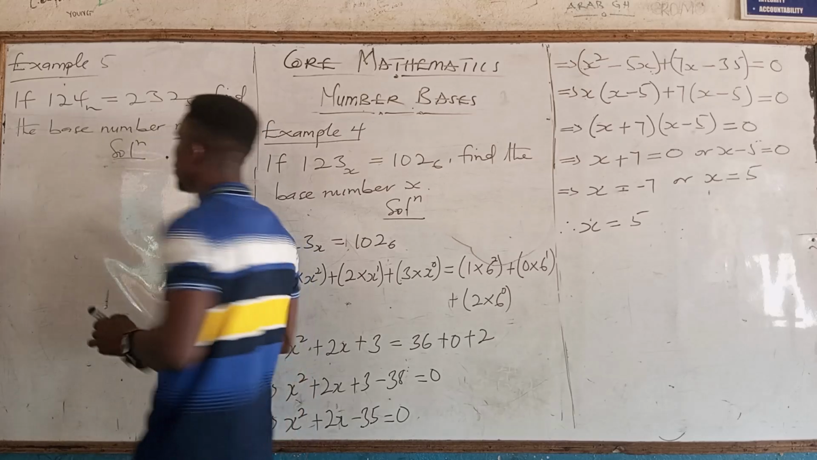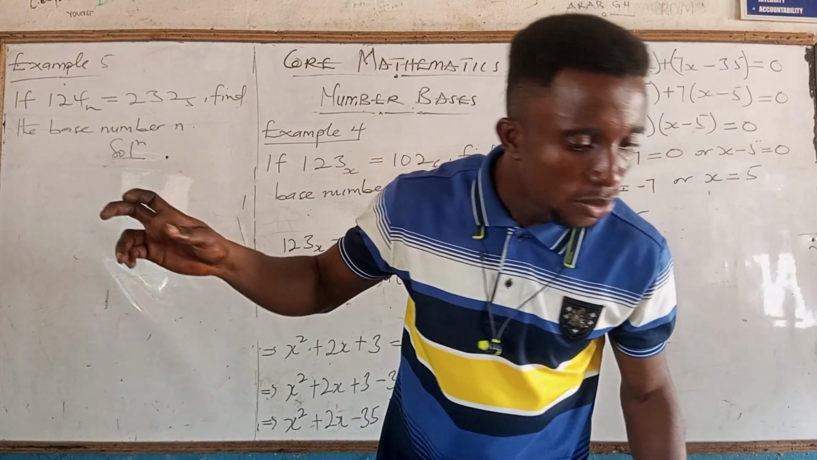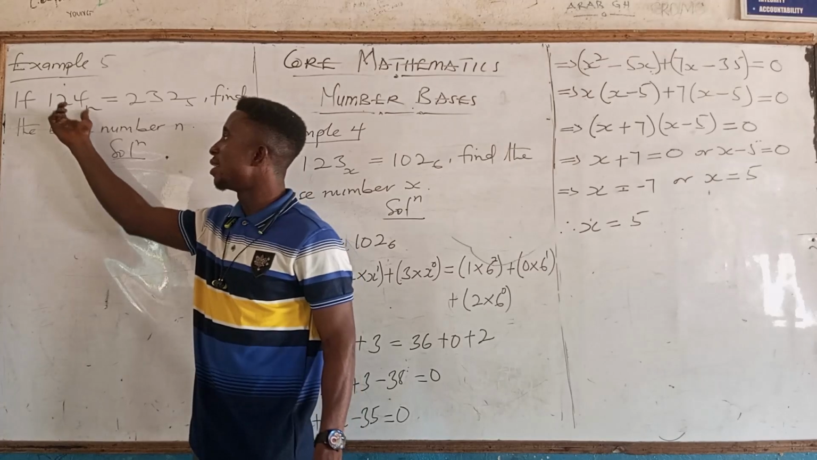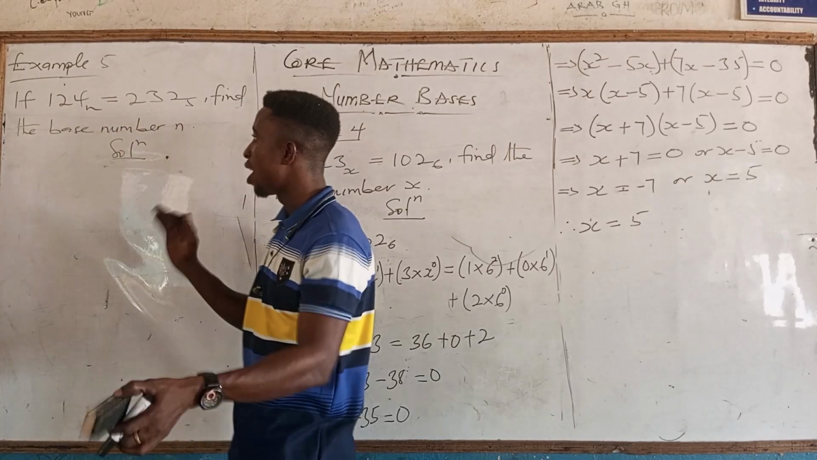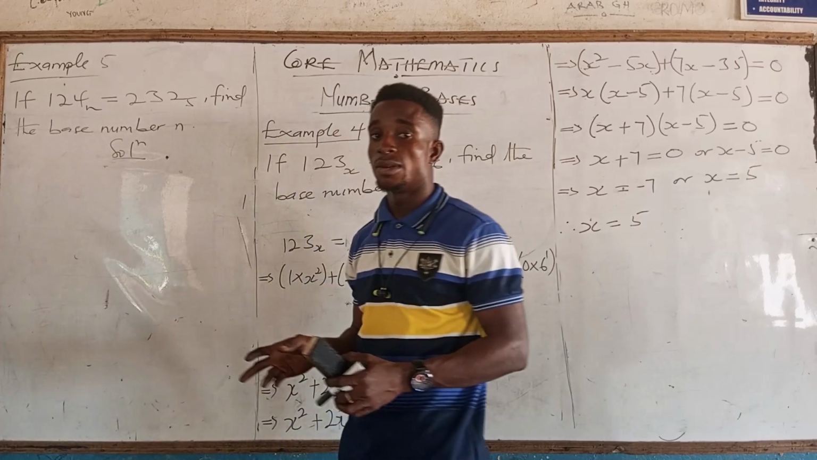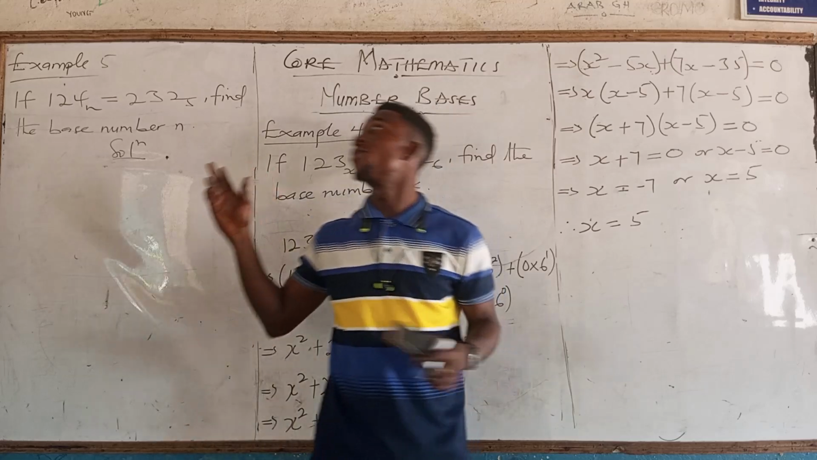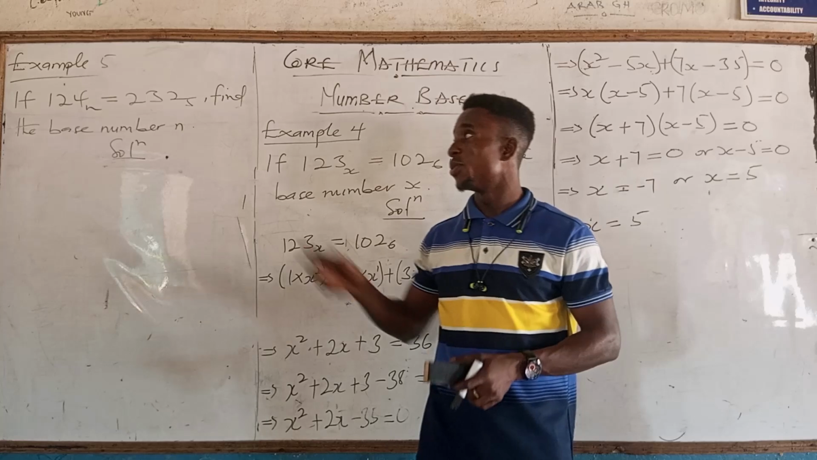So solution for that one too. So we have 232 base 5. This one is in other base and this one too is in other base. So we have to change both sides of the equation to what? Base 10. Right? Are you with me? I want you to try this for me. You get your answer, we proceed. You can pause the video and continue.